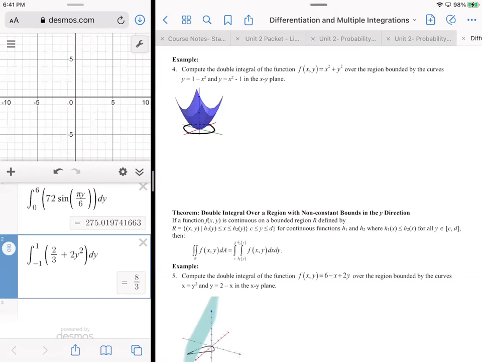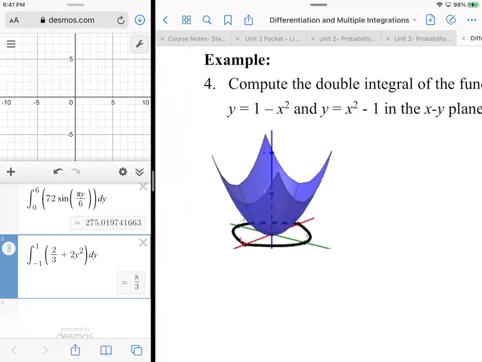But anyway, we know it's going to involve the function z, or f of x comma y, in some capacity. Just a question of, all right, well, how do I get the order of integration out of this? All right, so we look at the picture.